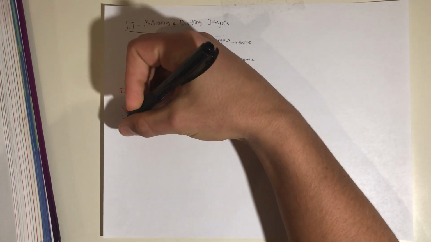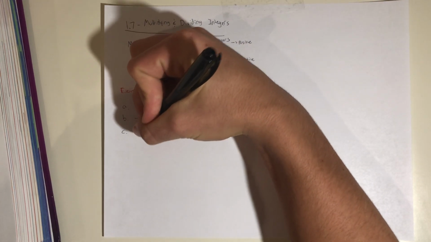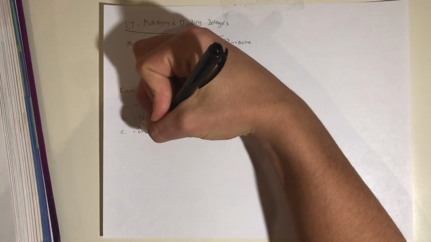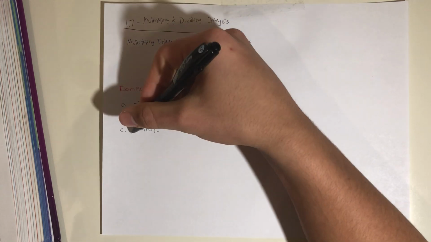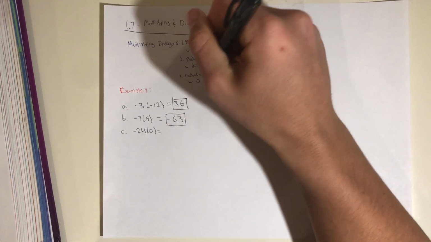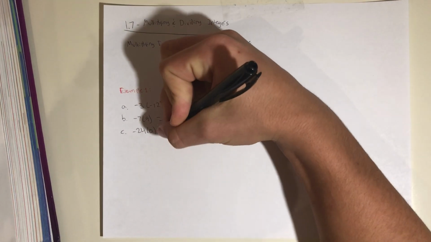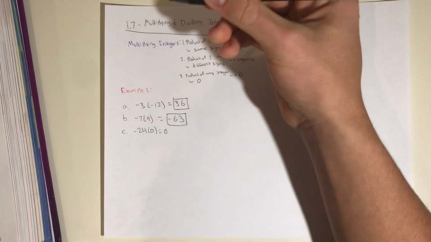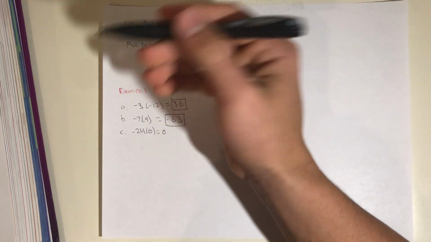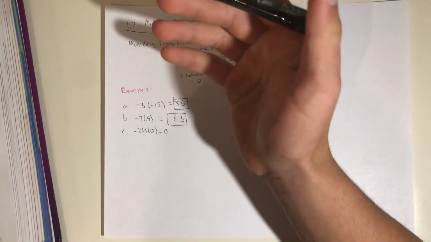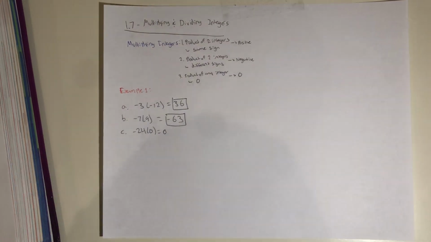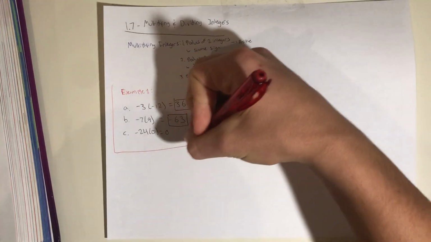If we had negative 24 times 0, the product of any integer, positive, negative, anything, times 0 is 0. So what's 24 times 0? What's negative 70 times 0? Anything times 0 is 0. Negative 1 million times 0 is 0. So that's example 1.